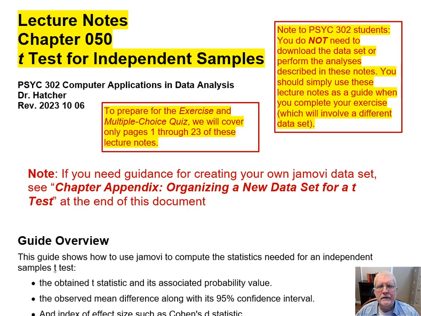I am Larry Hatcher. This is Psych 302, Computer Applications in Data Analysis. And we're going to go through lecture notes for chapter 050, T-Test for Independent Samples.